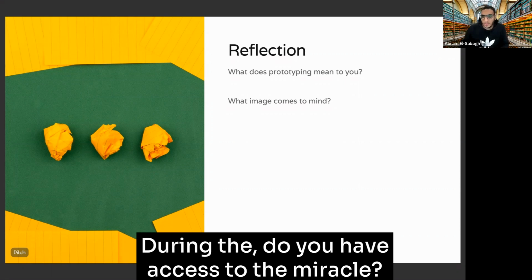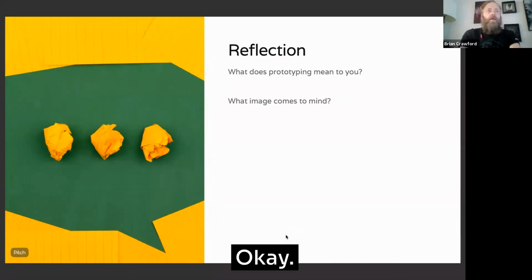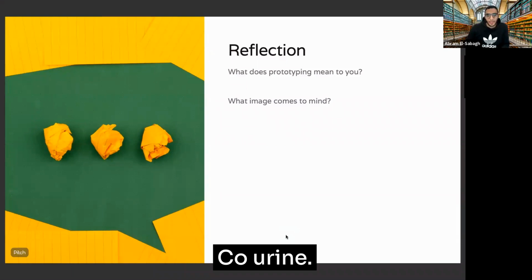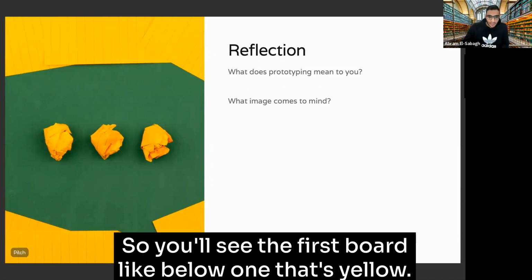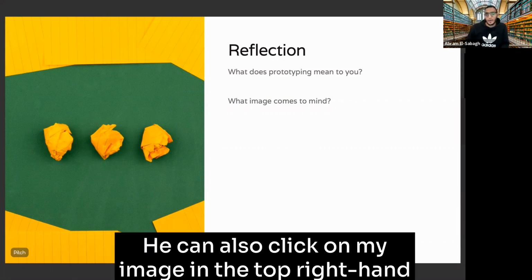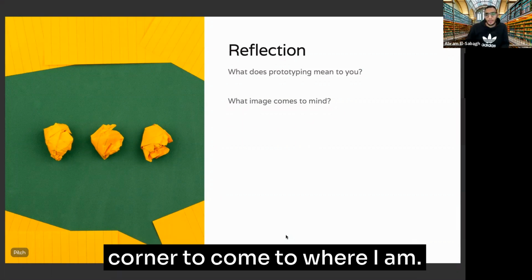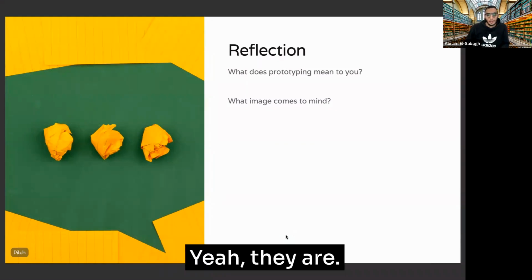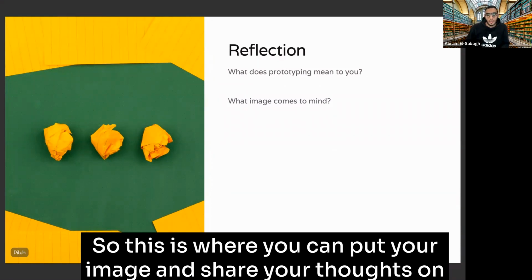Darina, do you have access to the Miro board? Okay. Cool, you're in. So you'll see the first board below one that's yellow. You can also click on my image in the top right-hand corner to come to where I am. Yeah, there you are. So this is where you can put your image and share your thoughts on what prototyping means to you.